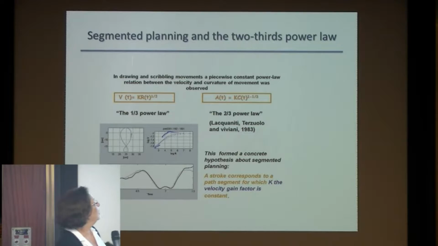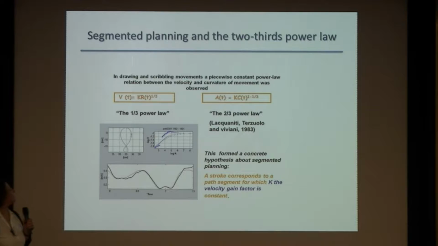You can express it also with velocity and radius of curvature. And you can see it also if you plot it in log-log space: you see pieces that have the same, what they call velocity gain factor. This is the K, that it remains constant.